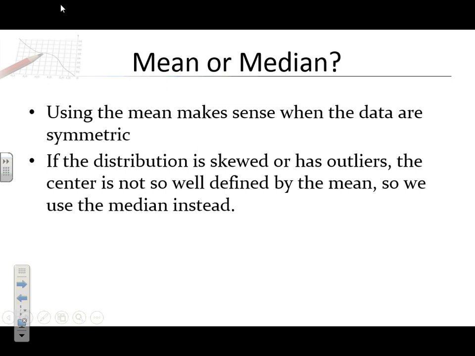And that's going to be something that you have to explain your choice in some of the problems. So why did you choose mean versus median and so on? So do we understand the difference between that? All right.